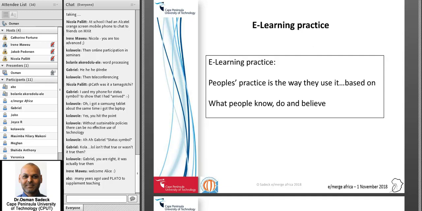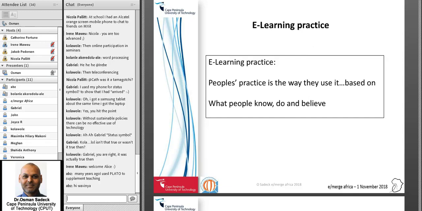Okay, then the next one that I wanted to go into is the e-learning practice. E-learning practice is the way in which people actually do things. The reason for using the word e-learning practice and not just talking about practice is that here we were speaking specifically about the use of ICTs. And for us, it's important that the practice is based on what people know, what they do, and then what they believe. This is an important thing because teachers and lecturers would use technology, that's the physical devices, they would use systems, and they would use a whole lot of resources for their practice.